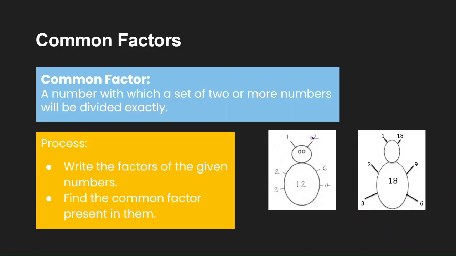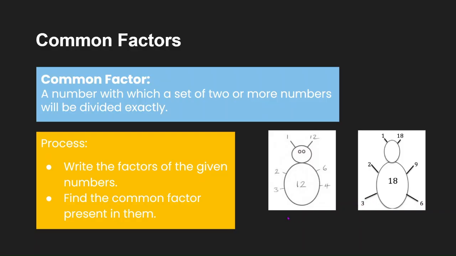We have 1 times 12 gives you 12. 2 times 6 gives you 12. And 3 times 4 gives you 12. For 18, we have 1 and 18. 2 times 9 and 3 times 6, right?